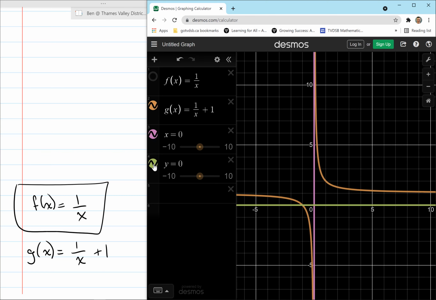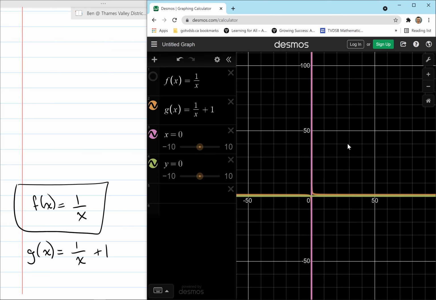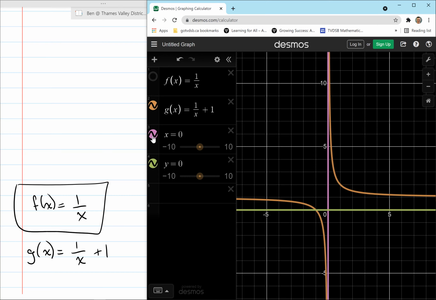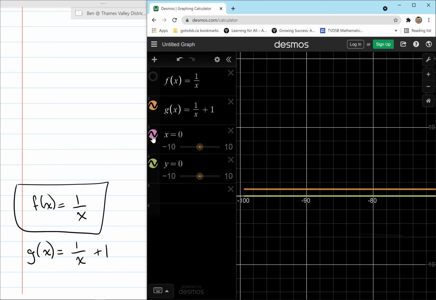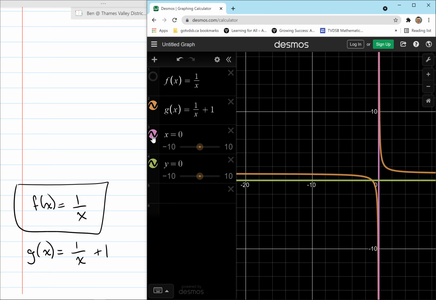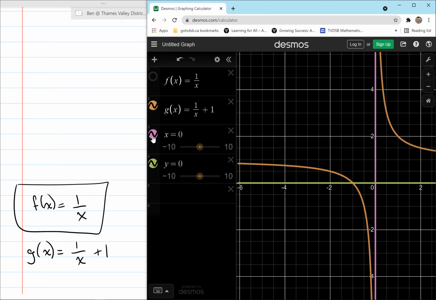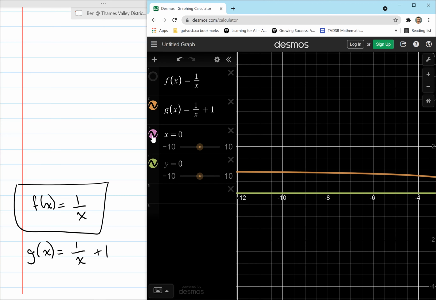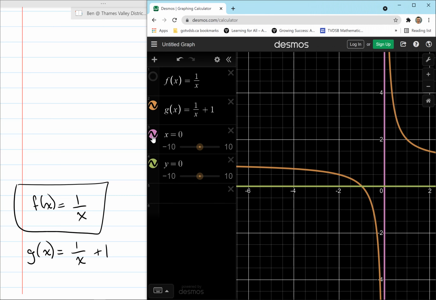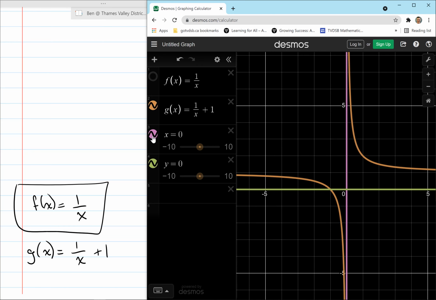I can see right off the bat that these asymptotes are no longer both accurate. It looks like my vertical asymptote is accurate. If I zoom out, it looks like my orange function there is approaching my vertical asymptote, and that's great. But my horizontal asymptote, that's off. My function is no longer approaching that value. My function is now approaching a different value. And if I zoom in a little bit more, I can see that my function, rather than approaching y equals 0, is approaching y equals 1. So it looks like the asymptote also got translated up 1 unit.